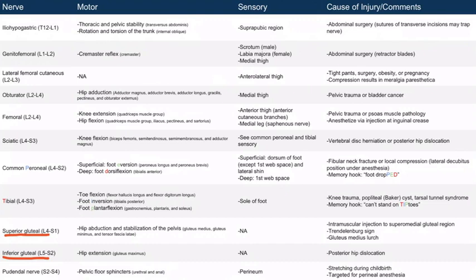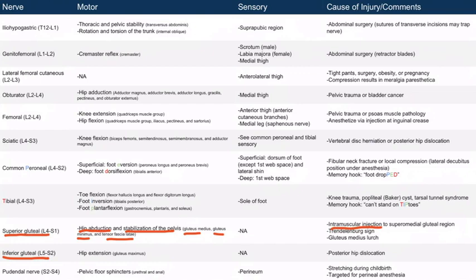The superior gluteal nerve originates from the L4 to S1 region and provides motor information responsible for hip abduction and stabilization of the pelvis. The muscles innervated include the gluteus medius, gluteus minimus, and tensor fasciae latae muscles. The nerve can be injured due to an improperly placed intramuscular injection, which I'll show in a second. When the nerve is damaged, patients may exhibit the Trendelenburg sign and the gluteus medius lurch.